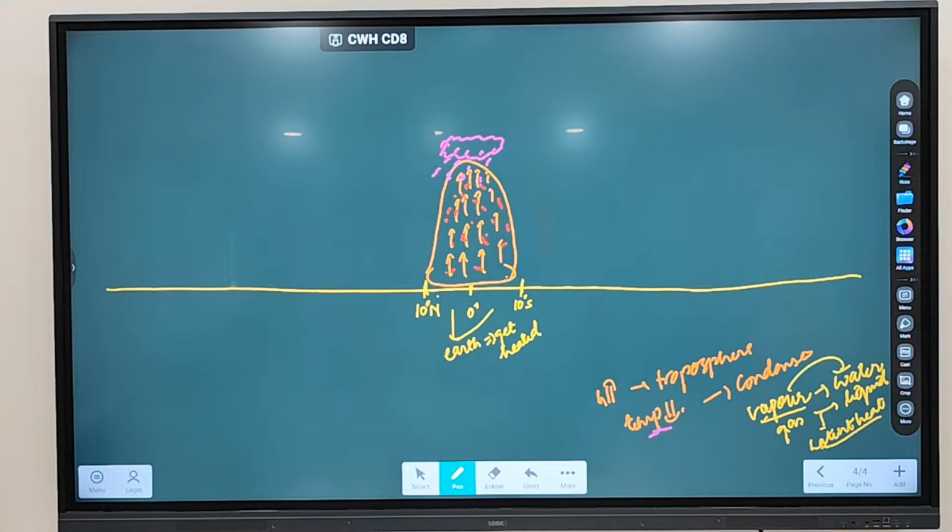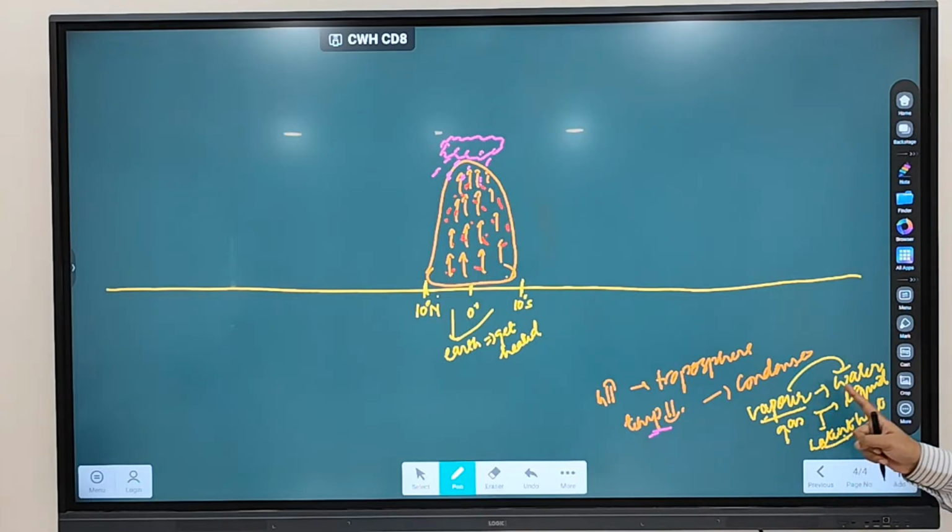Specific heat is the amount of heat required to raise the temperature of a body by 1 degree Celsius, and latent heat is the heat absorbed when a state is being changed. Like we discussed, when you are heating ice, what will happen? Ice will first reach 0 degrees, then whatever heat you are supplying, ice will use this heat to convert into what? Liquid state, because 0 degrees is the melting point. So whatever heat is being absorbed at that point is called latent heat.